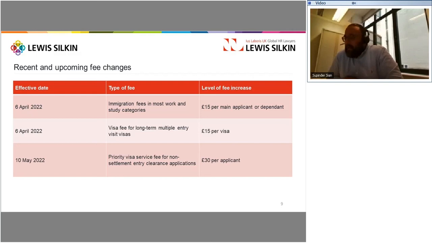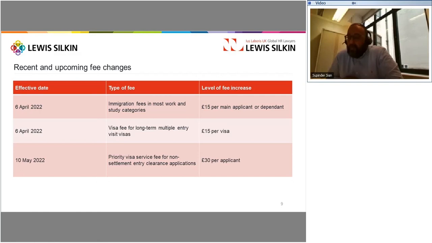So for example, if you're applying for a visa from outside the UK for up to 3 years for one of your employees, it was £610. It's now going to be £630. So very small increments. And then there's an additional £30 on top of optional priority services. So they're not going to break the bank, but they have gone up slightly.